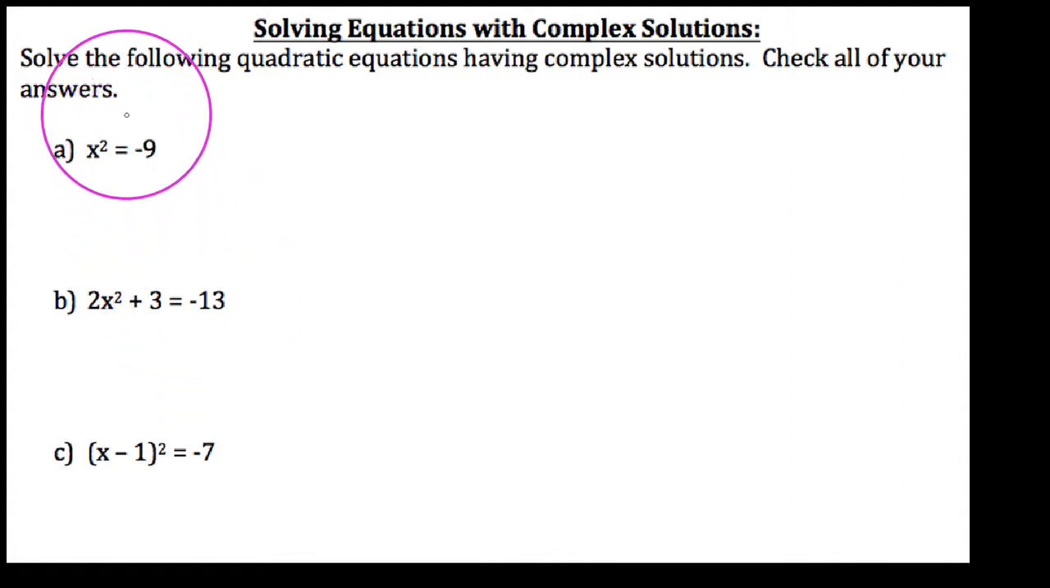Okay, so what I've got here are just three very, very quick examples, but what we're going to do is solve each of these equations for x, where formerly we couldn't do it because we didn't get real number answers. But now we can do it because we are familiar with the imaginary number i. And we're also going to check all of our answers by plugging them back in.